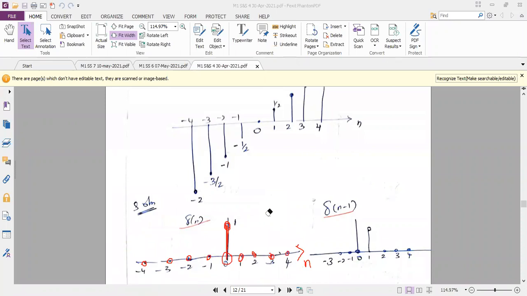So you can see here on my screen, I have shown the shifting. So now I have a sample only at n is equal to 1. At all other places, it is 0. Up to this is fine.